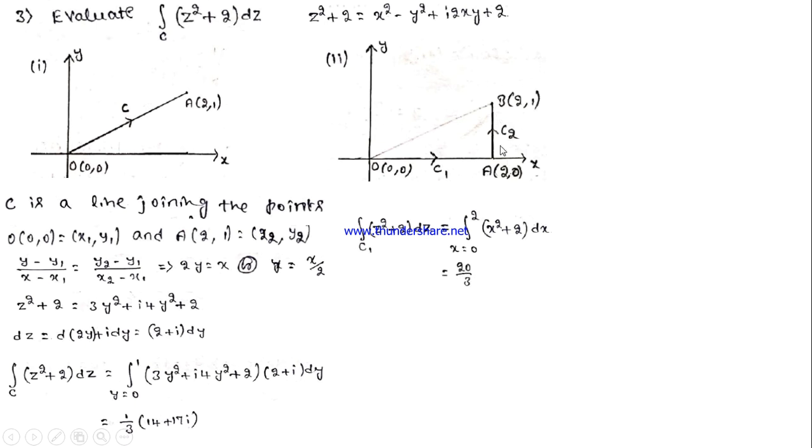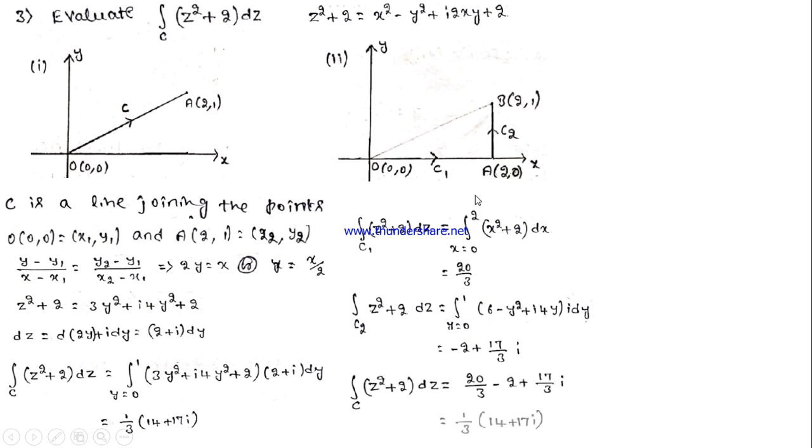And along this line the value of x is fixed. Put x equal to 2 in this, and this is what your expression becomes, and since x is 2, dx becomes 0, we just get i dy. Integrate this with respect to y and substitute the limits. This is what your answer is. Now integration over this curve joining the points 0, 0 and 2, 1 is given by the sum of these two integrals. So that is equal to 1 by 3 times 14 plus 17i.